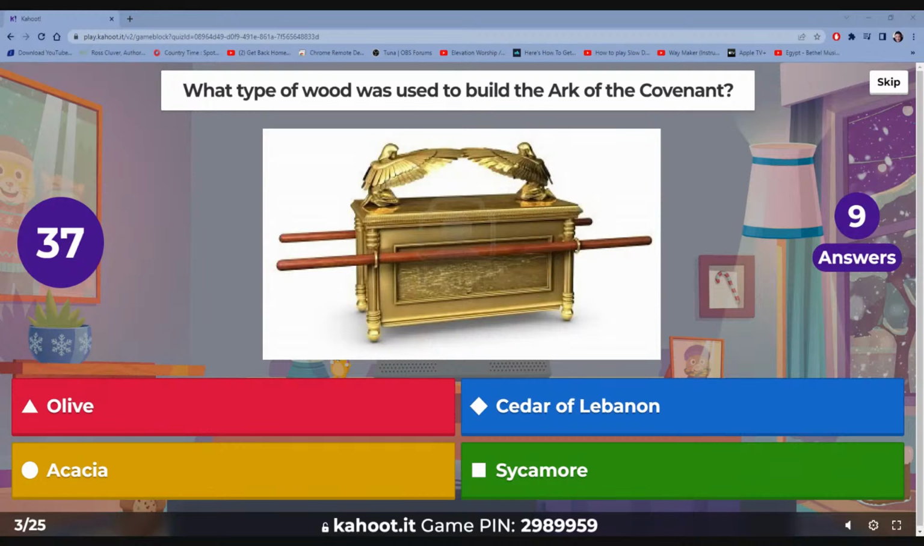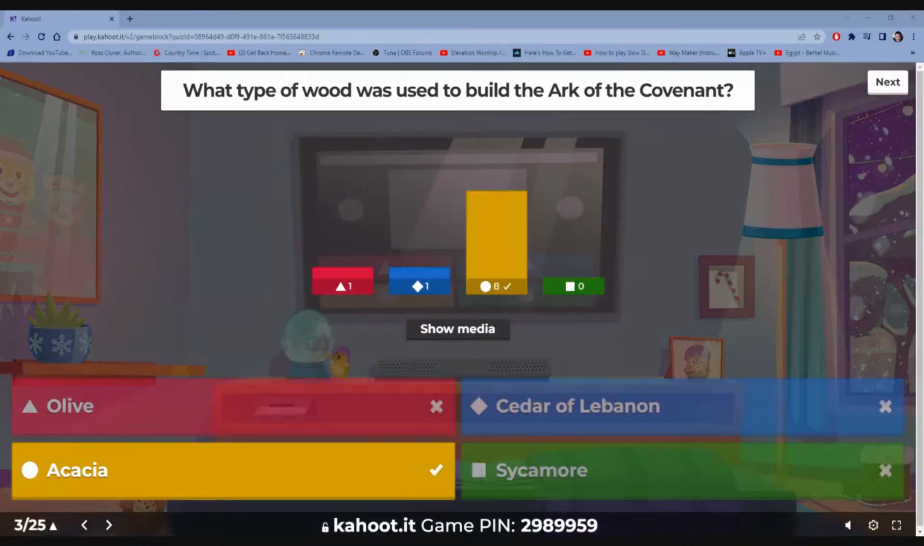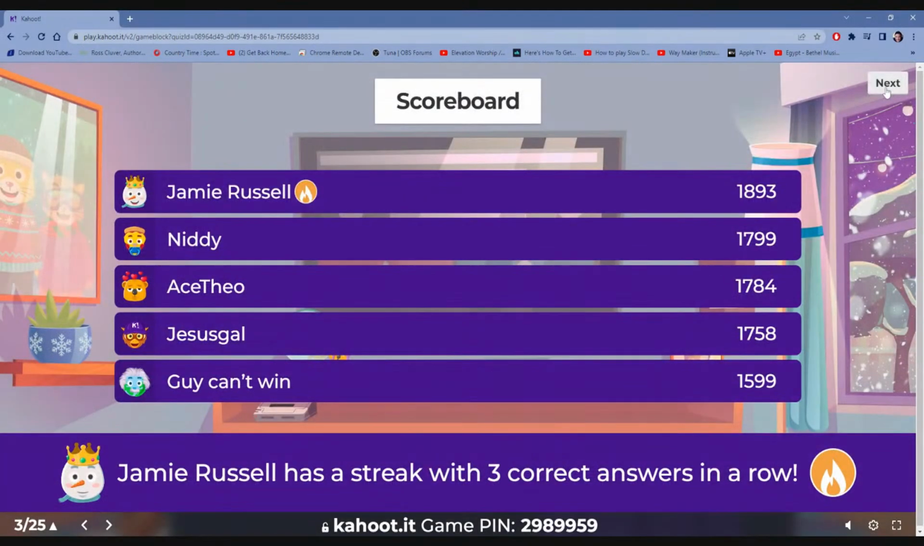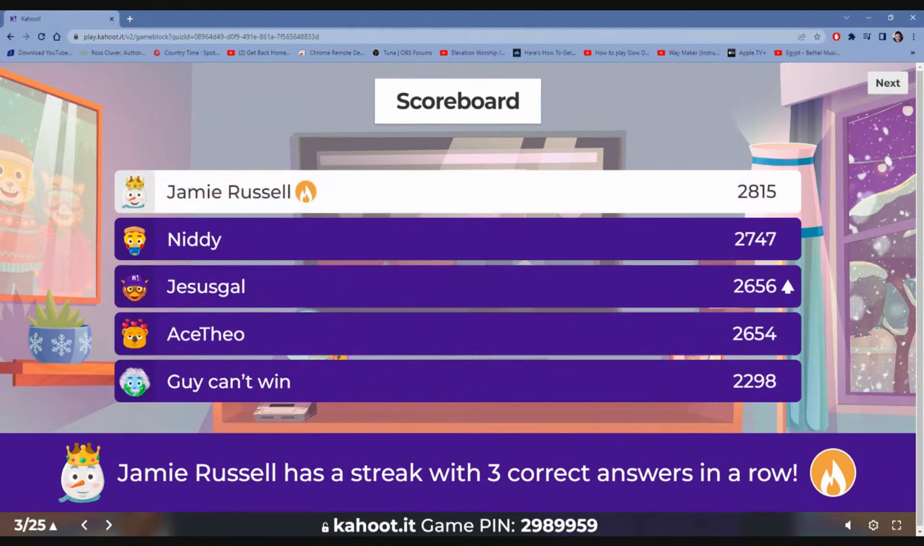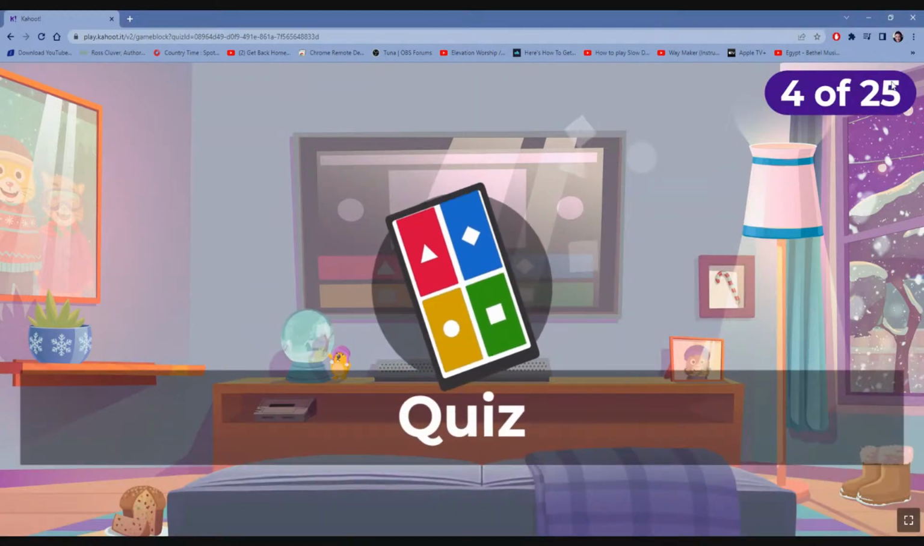All right, we have almost all the answers. There we go. 8 got the right answer. See how easy this is? It's really just going to depend on how fast you go. Jesus Gal comes up into third. Ace Theo gets knocked down to fourth. Jamie Russell gets a fire icon for having 3 correct answers in a row. Well done. Well done, Jamie.